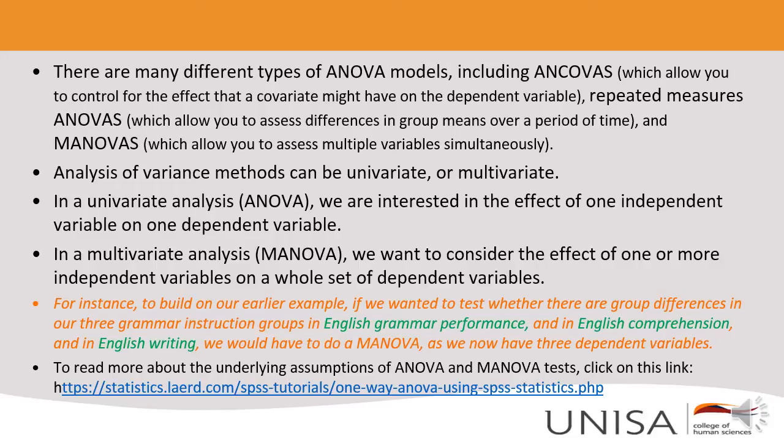To build on our earlier example, if we wanted to test whether there are group differences in our 3 grammar instruction groups in English grammar performance and in English comprehension and in English writing, we would have to do a MANOVA, as we now have 3 different dependent variables. To read more about the underlying assumptions of ANOVA and MANOVA tests, you can click on this link.